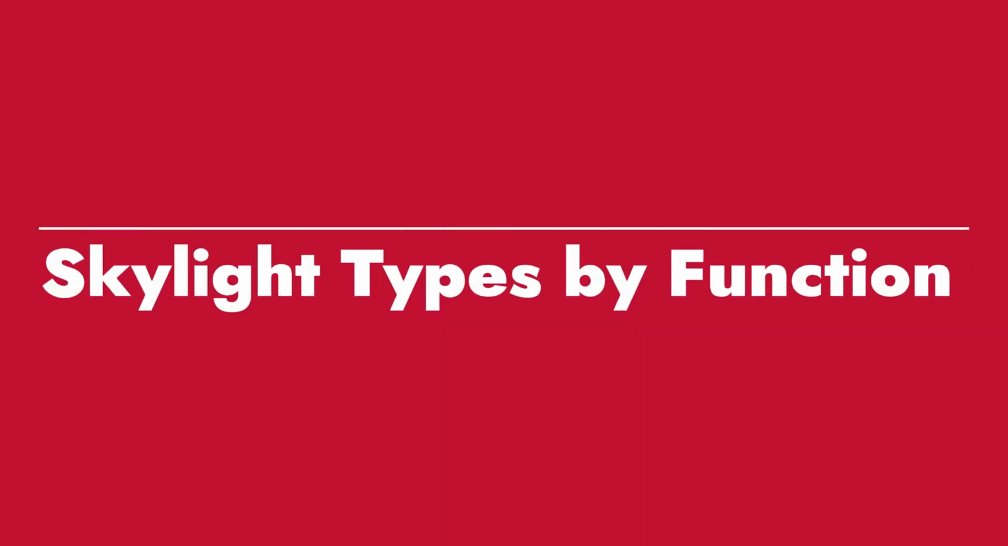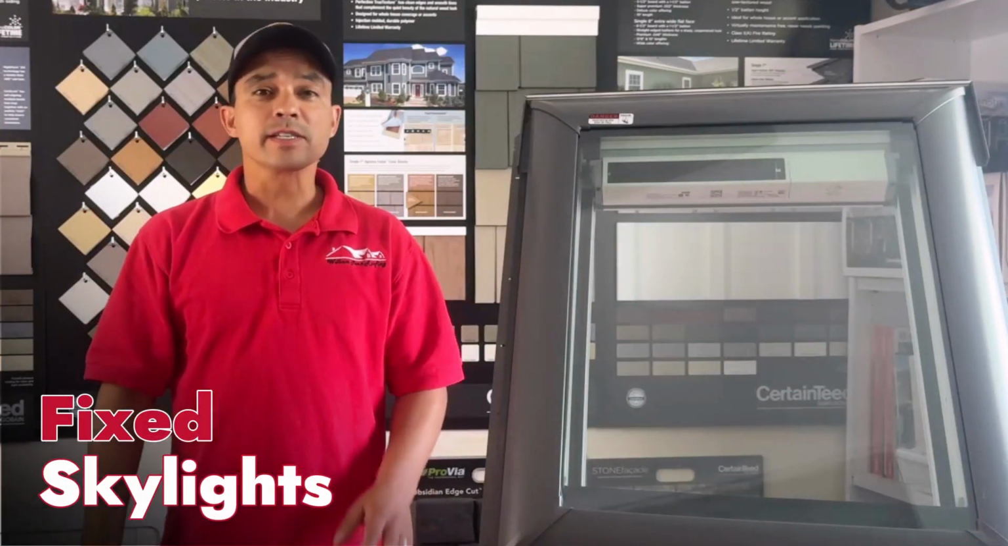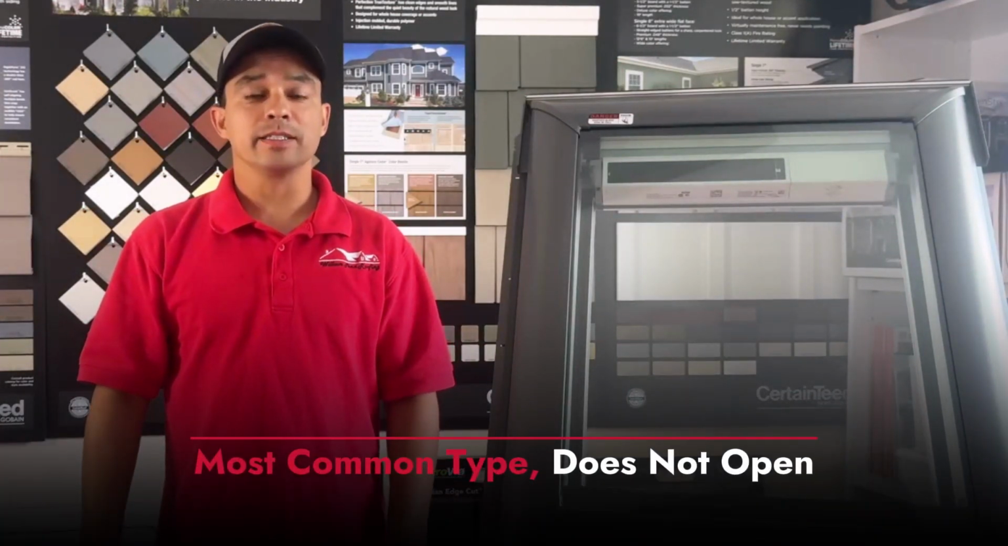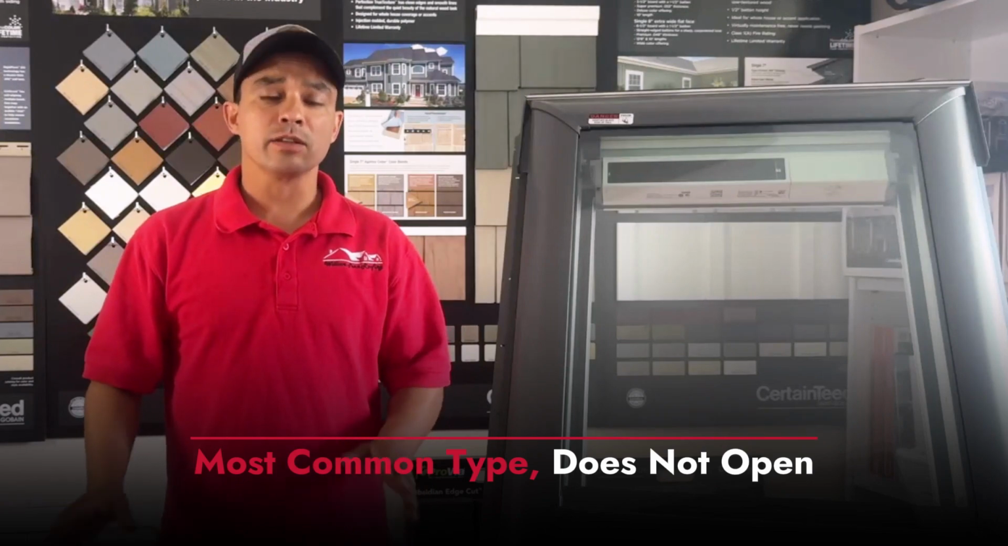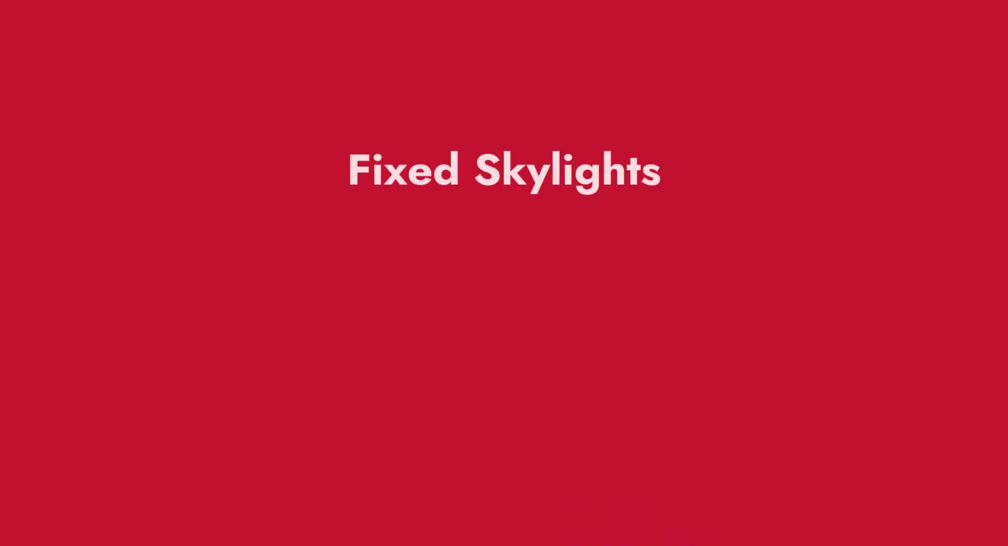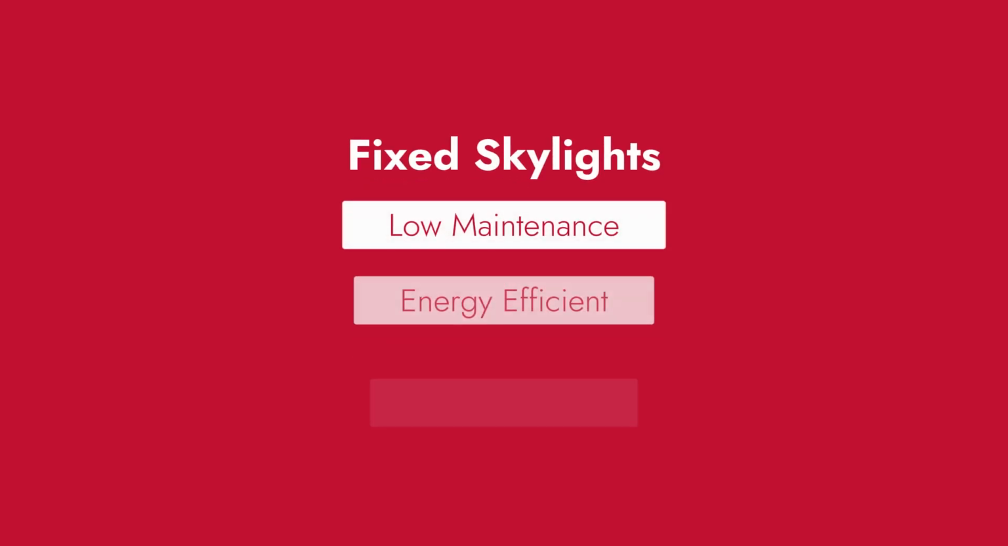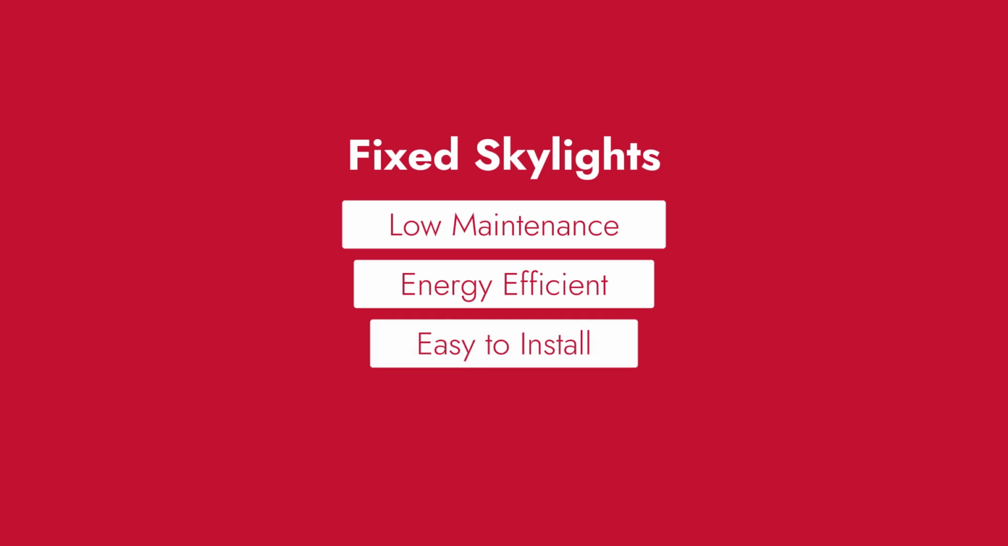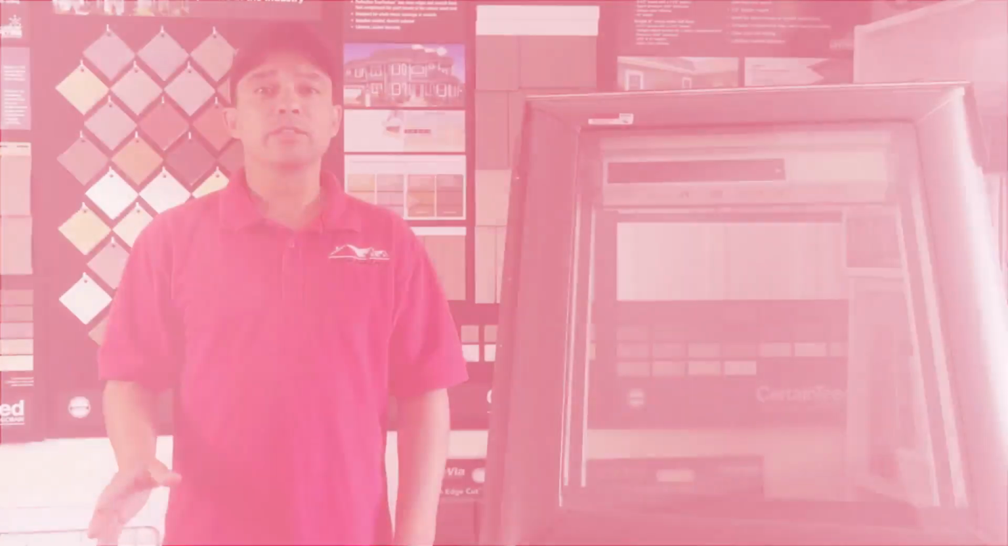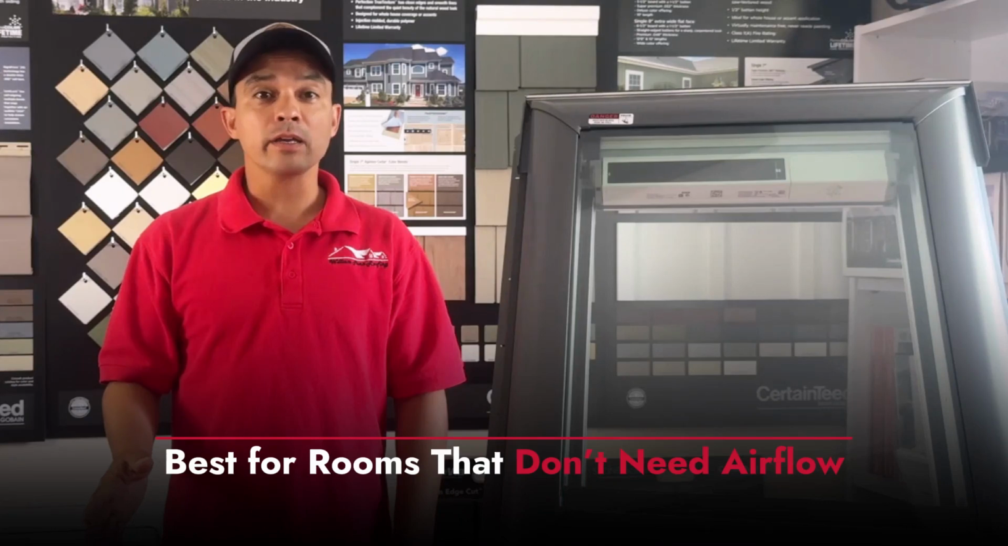First, we're going to talk about the function-based type of skylights. First, we have a fixed skylight. Fixed skylights are the most common skylight. They don't open, and generally, they're the most affordable option. The pros are that they're low maintenance, energy efficient, and relatively easy to install. The cons, however, are that they don't provide any ventilation. So they're best for rooms that don't need any airflow, like a hallway or even a living room.